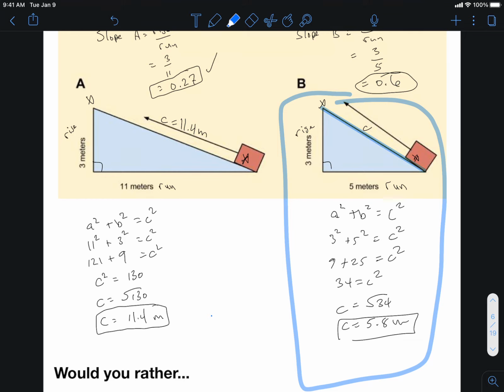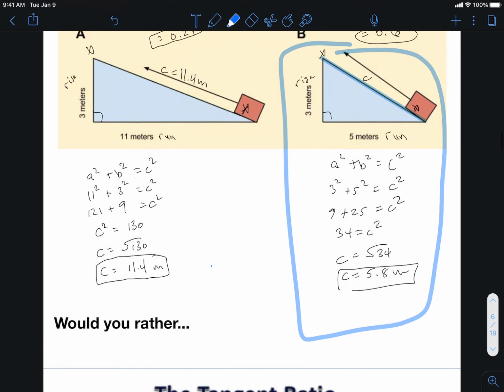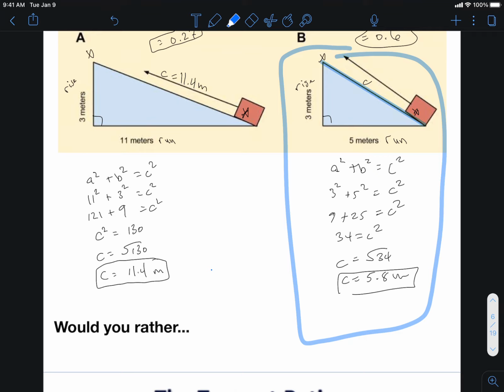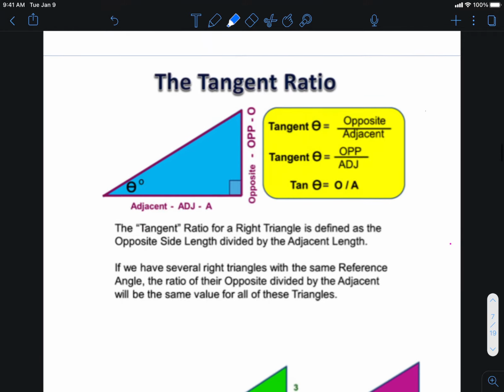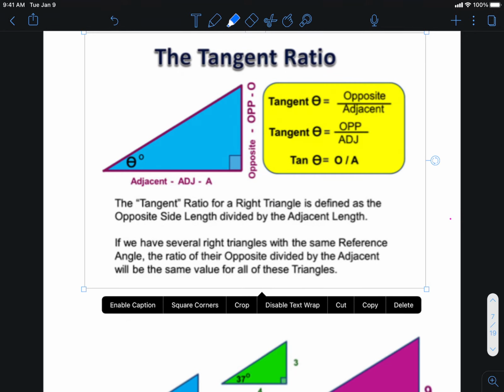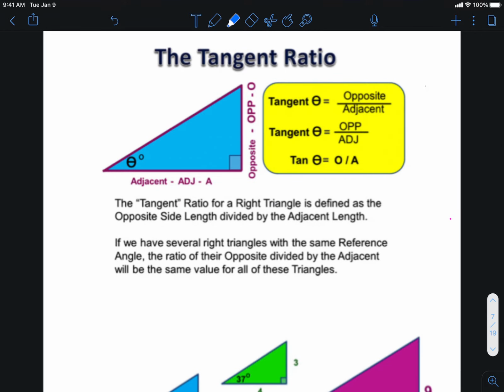So what we're going to spend the rest of today on is shifting our concentration from just dealing with side lengths, right? We're going to mix in angles and side lengths now, okay? We have this thing called the tangent ratio, and basically it's like our incline question here, right? We're standing down here with a box, and we're going to try and push it up.